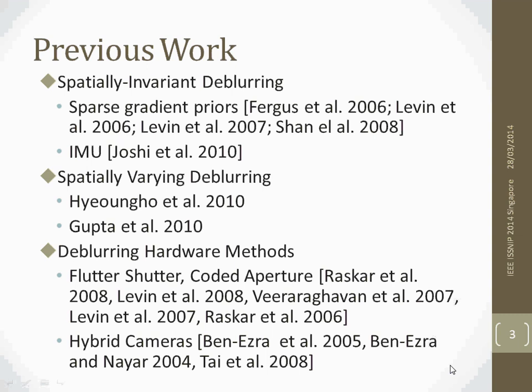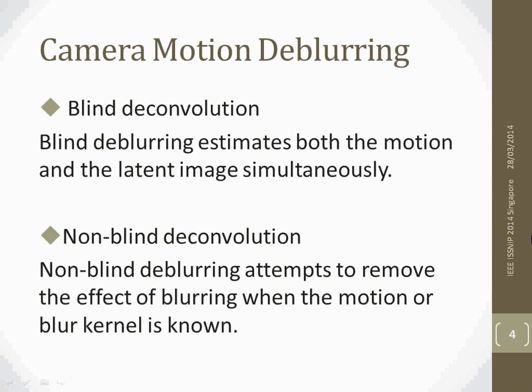Camera motion deblurring is a very important topic in computer vision, and it can be categorized into two specific parts, blind deconvolution and non-blind deconvolution. In blind deblurring, we estimate both the motion and the latent image simultaneously. Actually, estimating two unknowns from one single image will cause problems. And in non-blind deconvolution, we know the blur kernel. We are also going to use the blur kernel for image deblurring in our method.